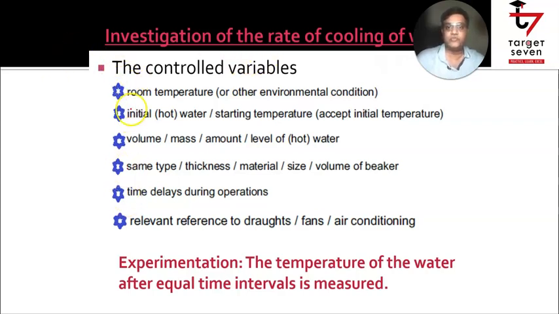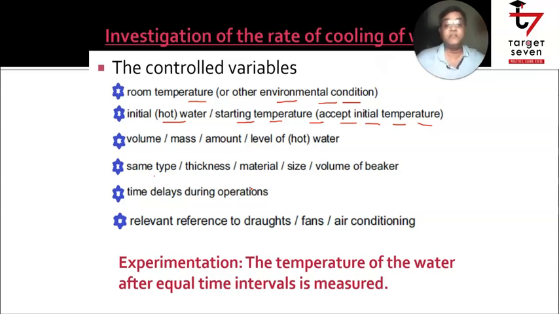There is a list of control variables that is being provided to us already here. What are they now? It is the room temperature, that is, the ambient temperature should be maintained the same. The initial water or the starting temperature of water should be the same. The volume or the mass or the amount of water should remain the same. The material, thickness or size of the beaker should be the same. The time delays during the operation should be equal, that is, we will measure the temperature at equal intervals of time.